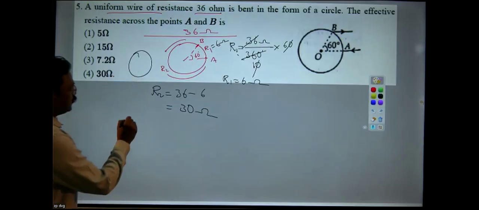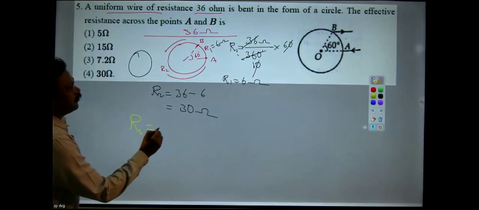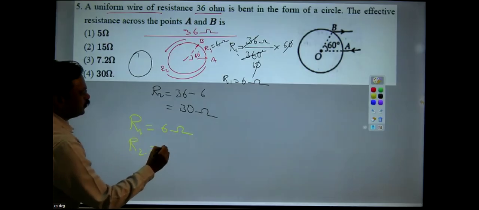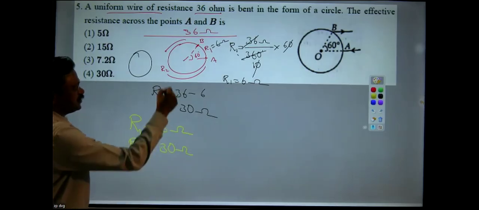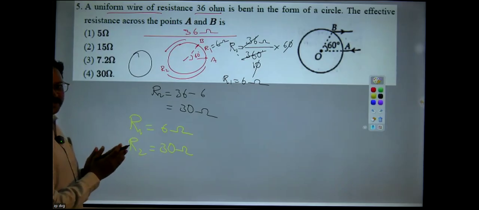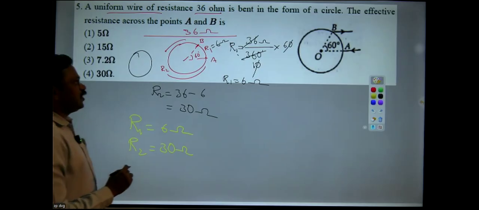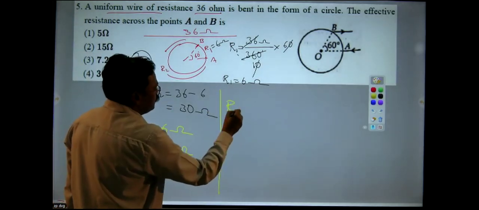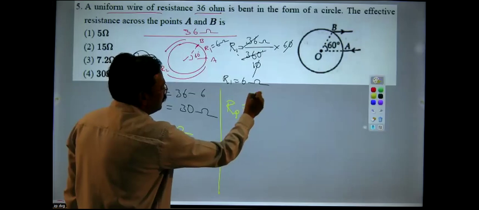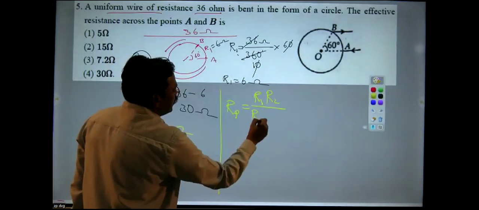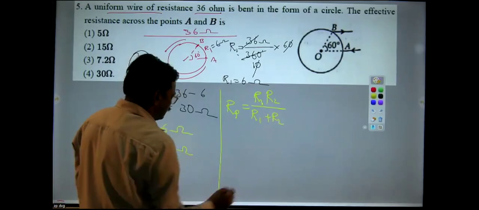Now we know two values. One, R1 is equal to 6 ohm, and what is R2? R2 is equal to 30 ohm, the remaining, 36 minus 6, 30 ohm, right? Now these two resistors are in parallel combination. We want to find out what is the equivalent resistance. To find the equivalent resistance, we have this formula. RP is equal to what? R1 R2 by R1 plus R2. Okay, this is our RP.